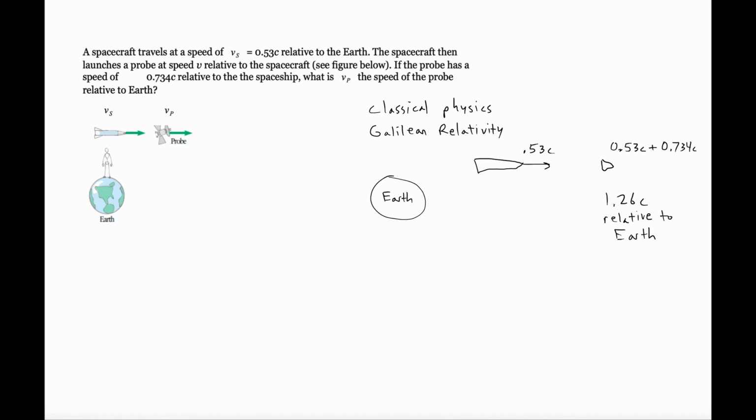So instead, we use velocity transformations for relativistic situations like this. The formula for this situation would be u equals u prime plus v over 1 plus u prime v over c squared. Now, what do all these things mean?